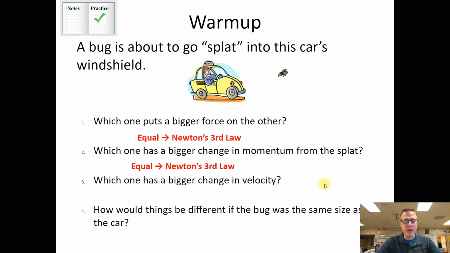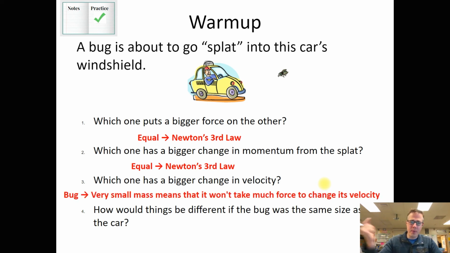Number 3, which one has a bigger change in velocity? Well, we've already said that one, but the bug, for sure. So if the bug was flying this way at 2 meters per second and then it crashes into the taxi, it's going to change its direction and probably its velocity too, in a whole big amount going the other way, whereas the taxi cab, it might go down just a teeny tiny little bit, but velocity is not part of Newton's third law. Newton said that there's equal and opposite forces, that momentum has to be conserved, but he didn't say that velocity has to be the same. Velocity is a different story.